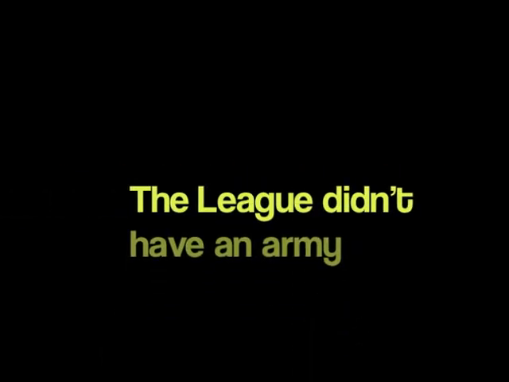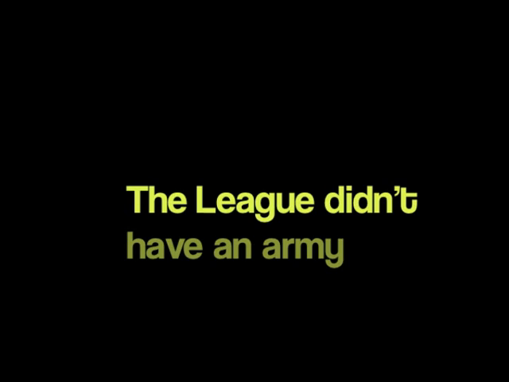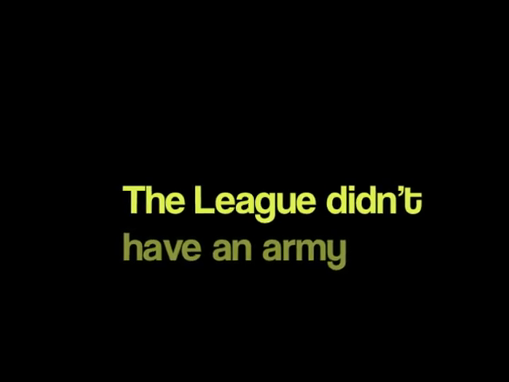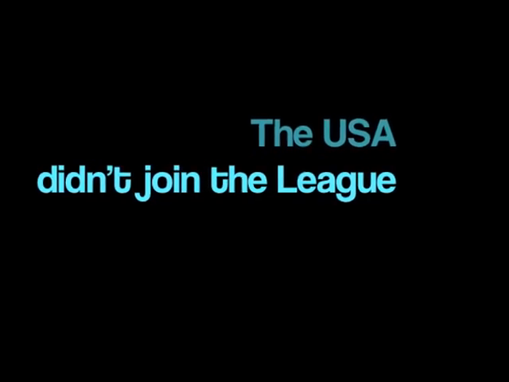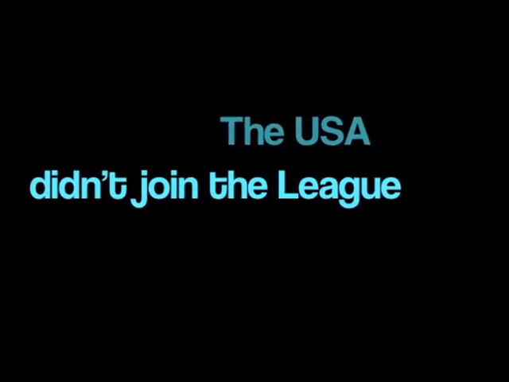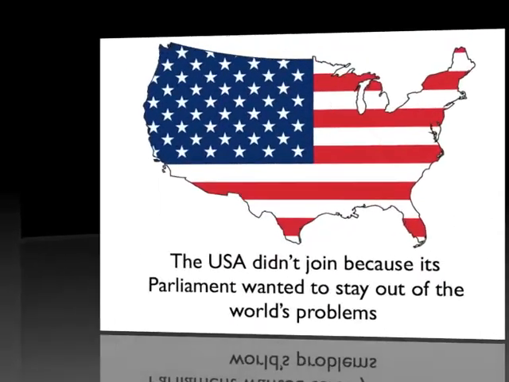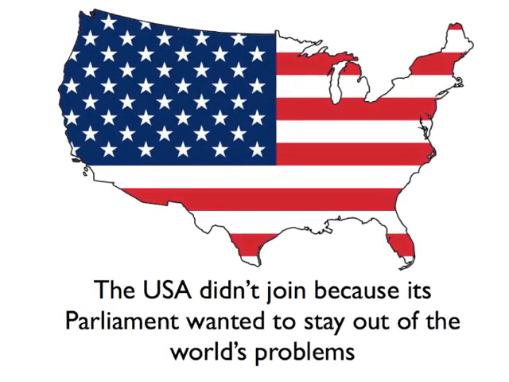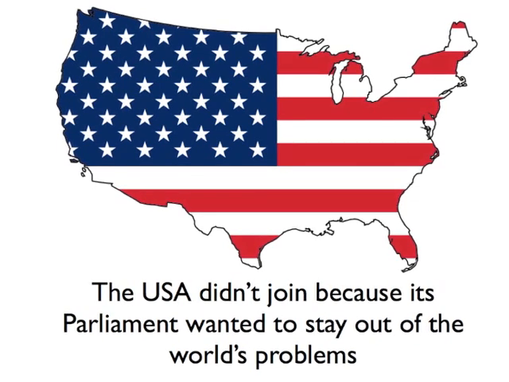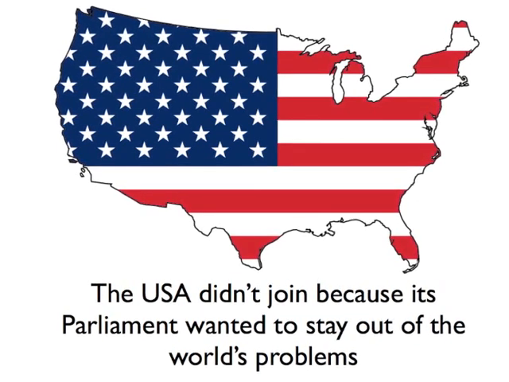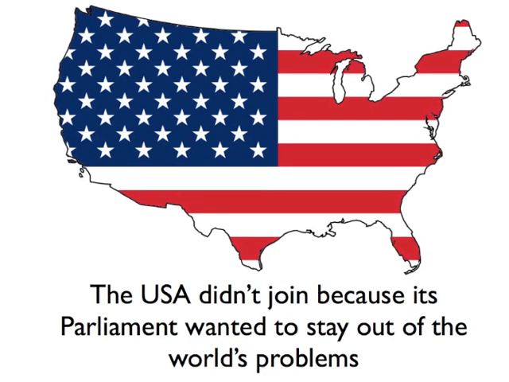The League's weaknesses. The League did not have an army, and therefore no powerful means to enforce its decisions, and instead had to rely on countries like Britain and France. Another critical weakness was that the most powerful country in the world, the USA, did not join. When President Woodrow Wilson returned home, the American Congress refused to allow the USA to join the League, as instead it wanted to stay out of Europe's arguments in order to prevent them being dragged into another war.